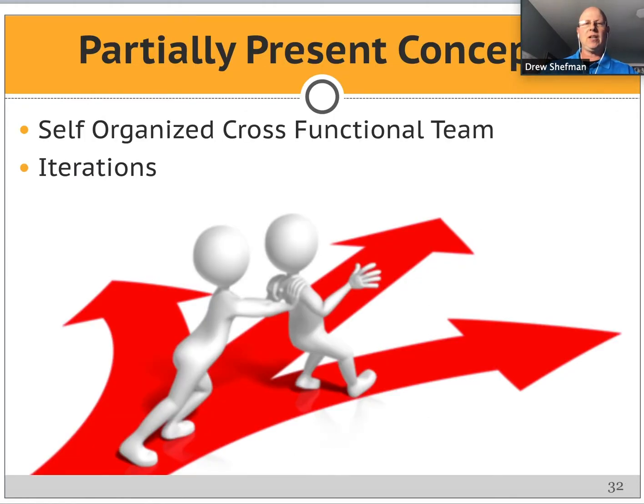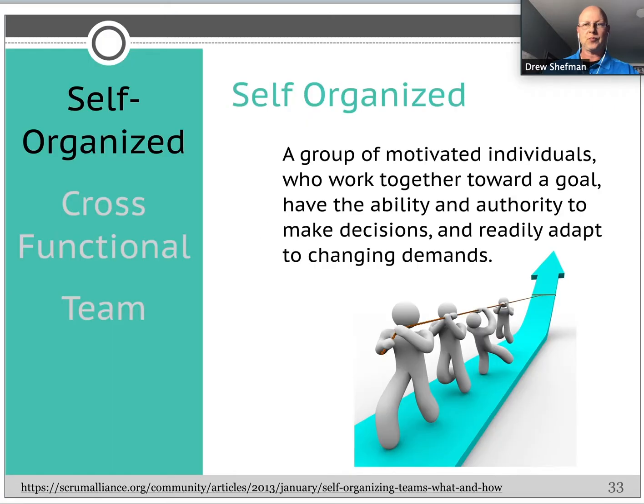So partially present concepts that happen is the idea of the self-organized cross-functional team and iterations. So a self-organized team is a group of individuals who work together towards a goal, have the ability and authority to make decisions, and readily adapt to changing demands.